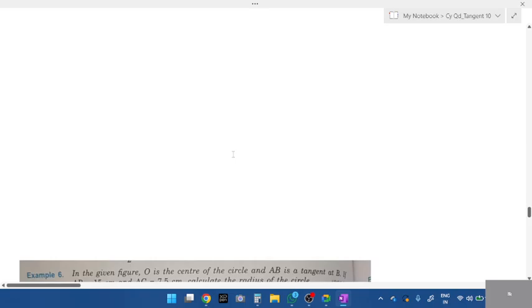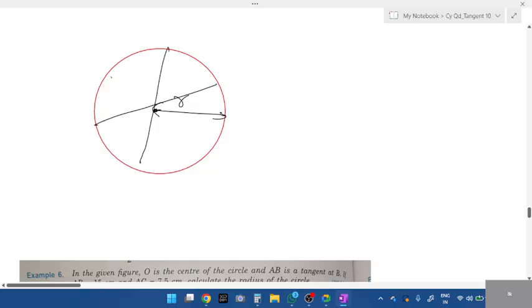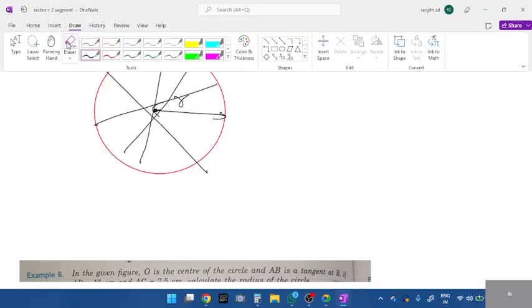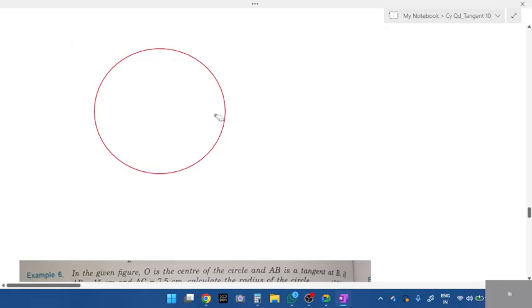Okay, properties of tangent. Now look once again in the circle. From the center you touch, this is a radius, students. Radius will touch only from the center. From the center, if any line passes through like this, all these are diameters. From the center it has to pass. Okay, these are diameters.